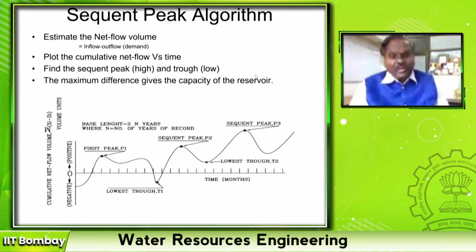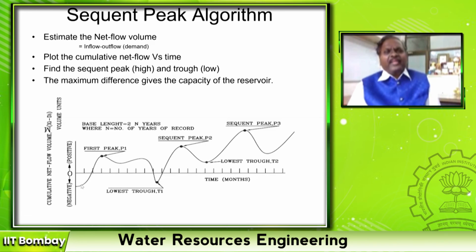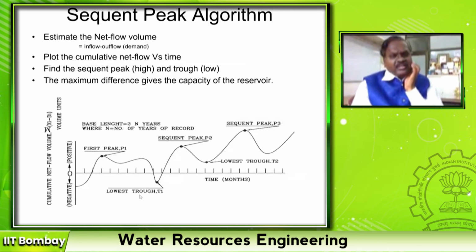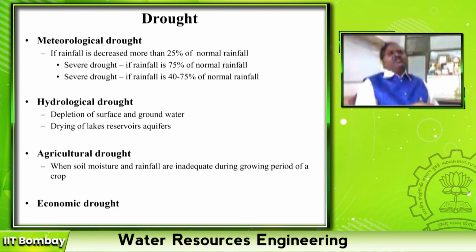Then find out what the peaks are: sequent peaks and sequent troughs. The difference between the peak and the sequent trough is the estimated storage of a reservoir. Okay, this is called the sequent peak algorithm. So for example, in this case, the lowest trough is T1, and the sequent peak is P2. The differences between P3 and T2, and P3 and T1, and P1 and the origin, will give you the maximum value, which is the live storage capacity of the reservoir. Okay, so these are all about fixing the reservoir.